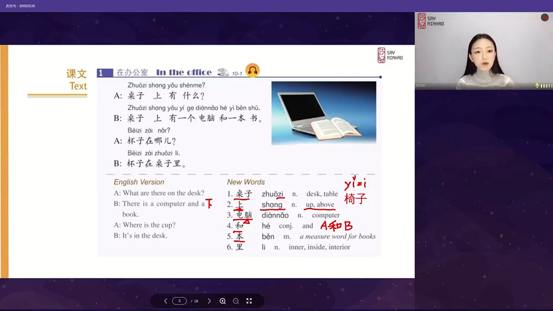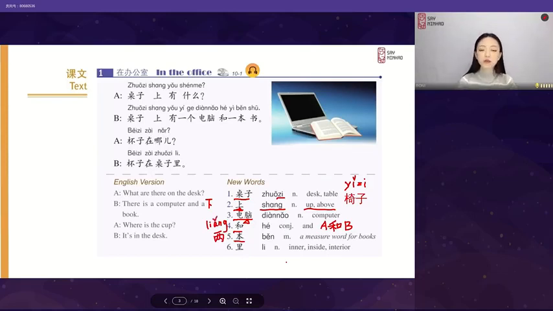Next one. When I want to say two Chinese books, is it 二本汉语书吗? Is it? No, it's not 二, it is 两本, okay? 两本, 两, 两. Pay attention to it.